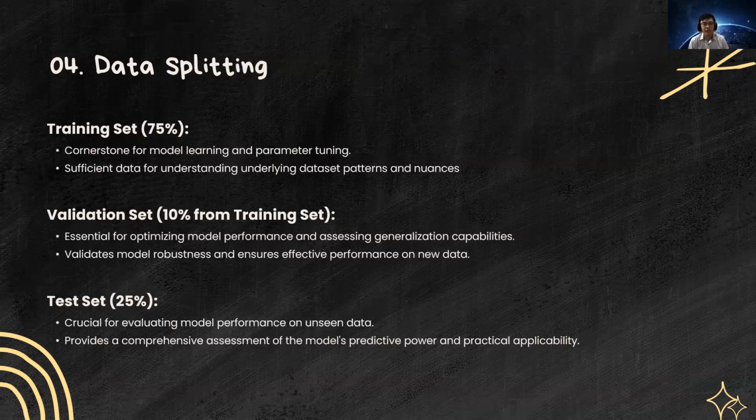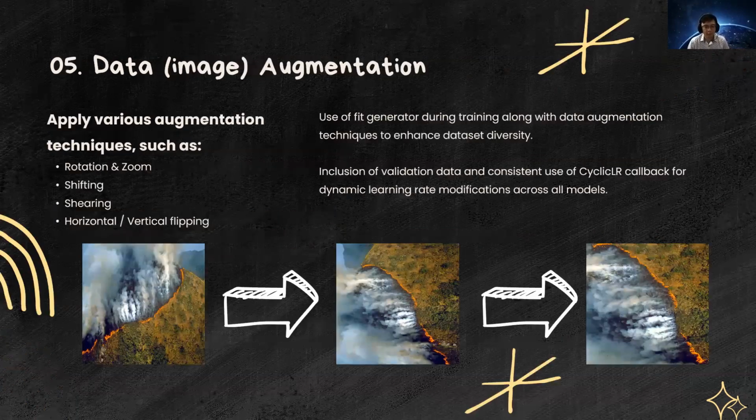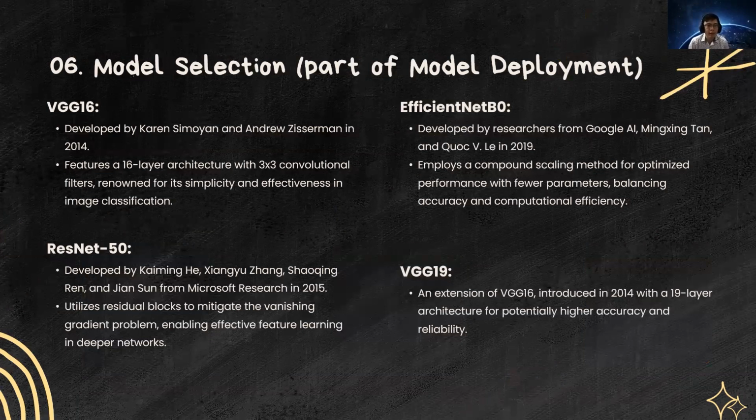And for data splitting, we split the data into a 75% training set and a 25% test set. And 10% of the training set is used as the validation set. And for data augmentation, we apply various augmentation techniques such as rotation, zoom, shifting, shearing, and horizontal or vertical flipping. And for model selection, we use VGG16, EfficientNet B0, ResNet 50, and VGG19.